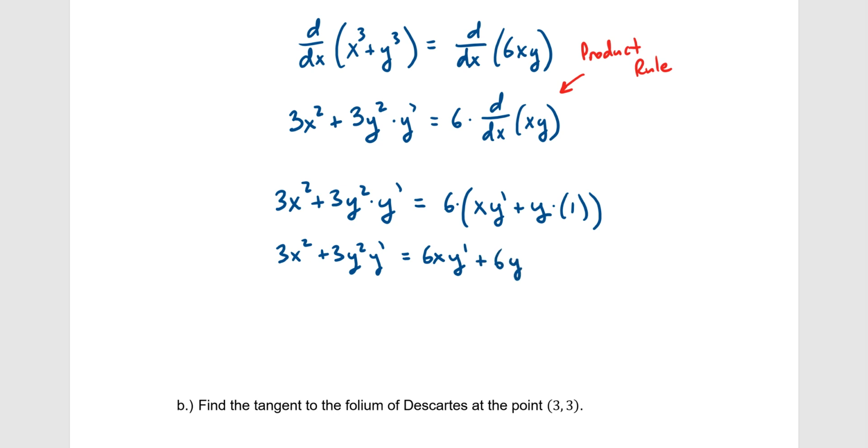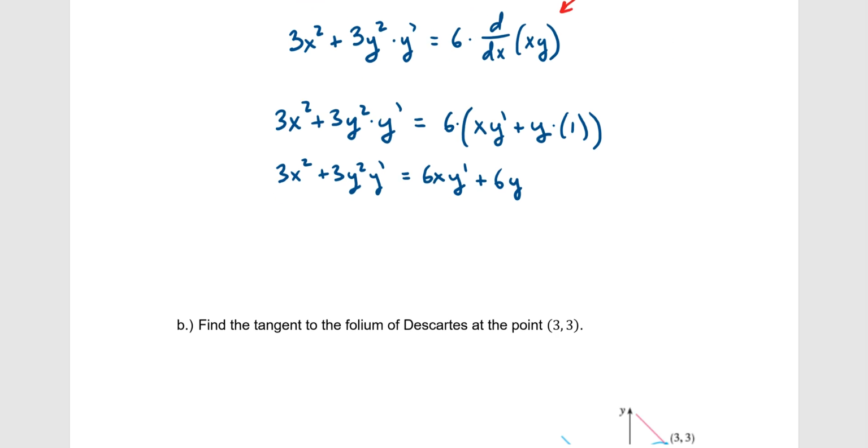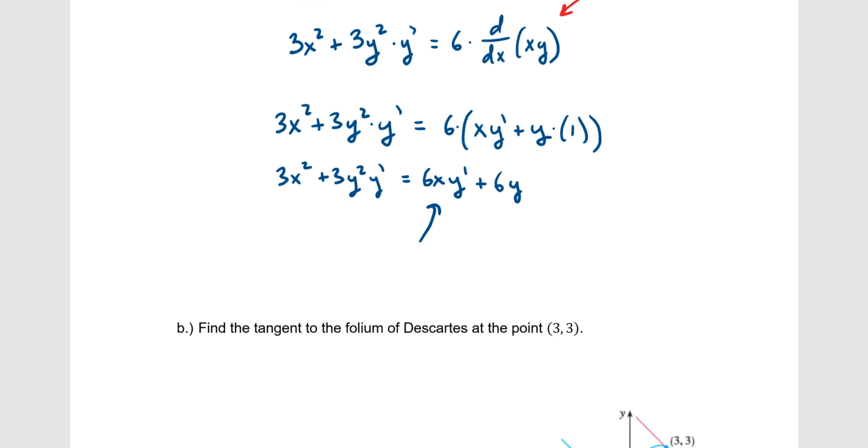Okay, so we distributed the 6. Now everything with a y prime in it, let's get it to the left-hand side of the equation. Everything without a y prime, let's get it to the right. So let's subtract this term to the left, and let's subtract this term to the right. So we're going to end up with 3y squared y prime minus 6x y prime equals 6y minus 3x squared. So everything on the right-hand side does not have a y prime. Everything on the left does.